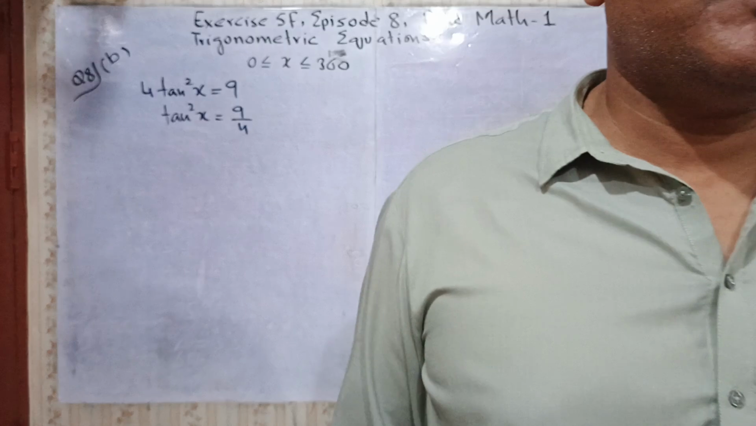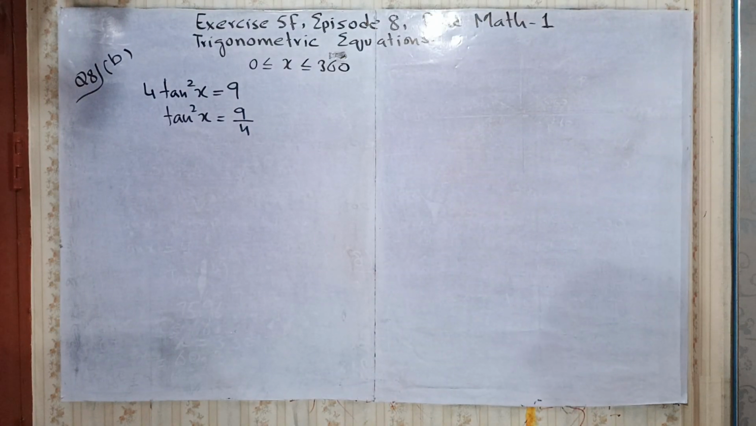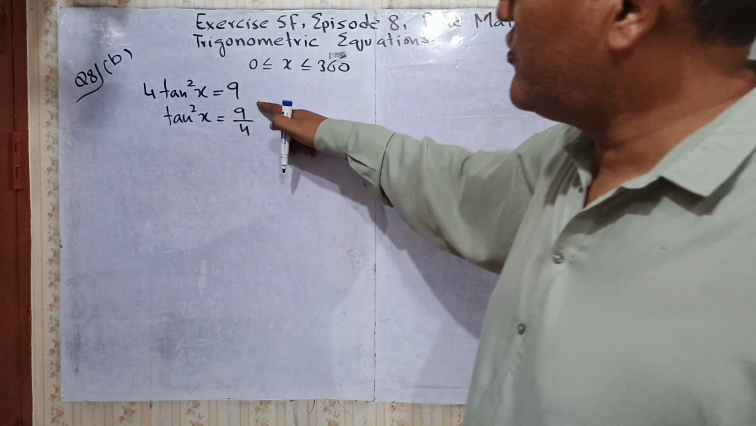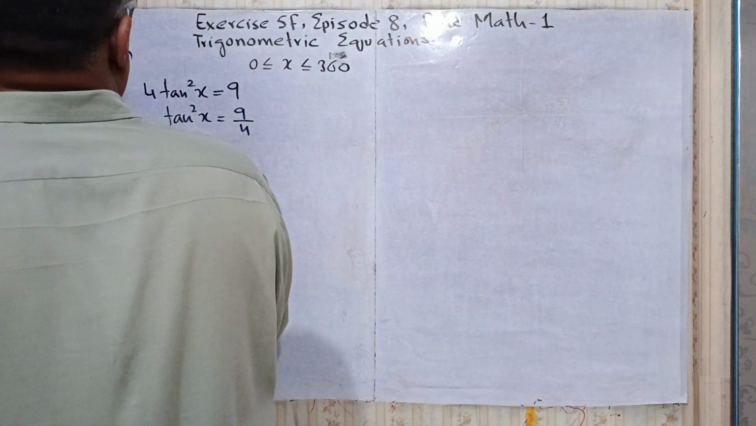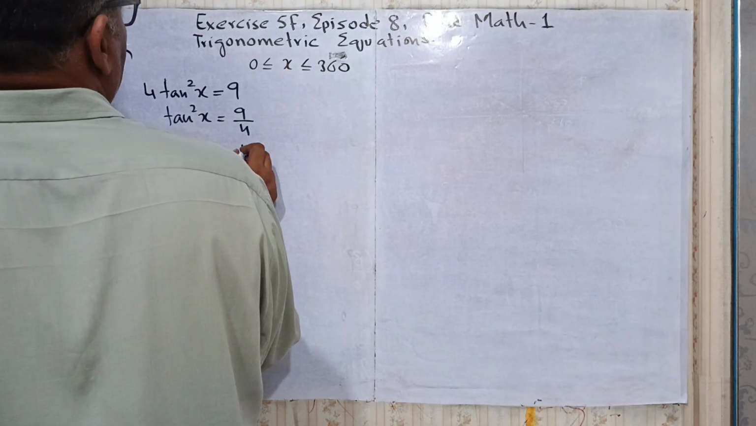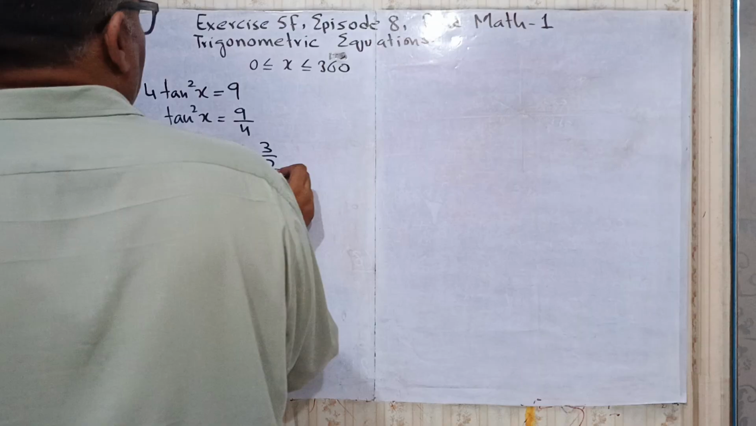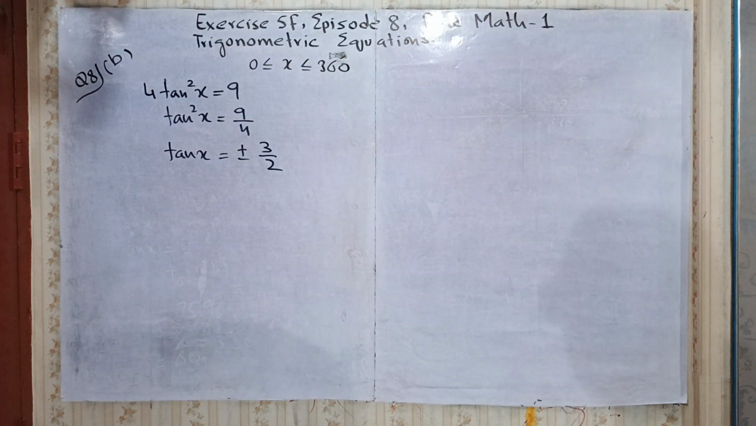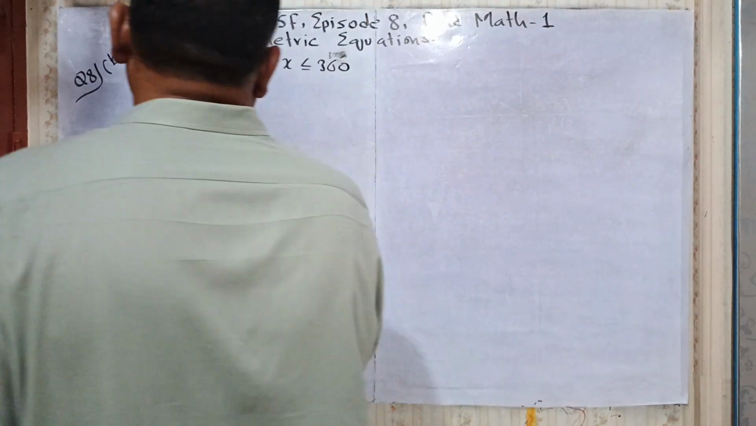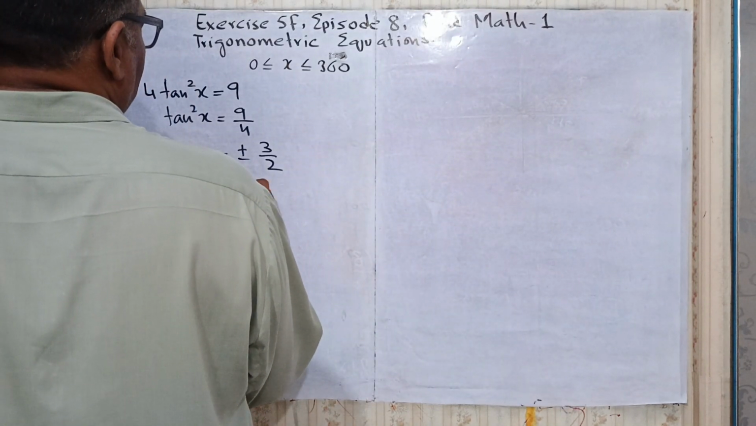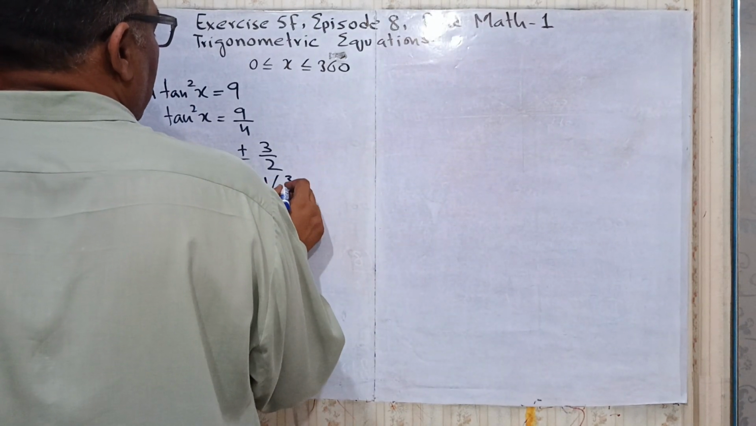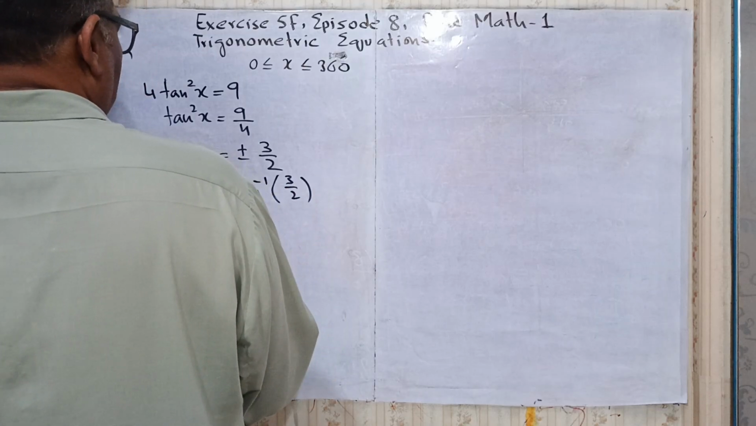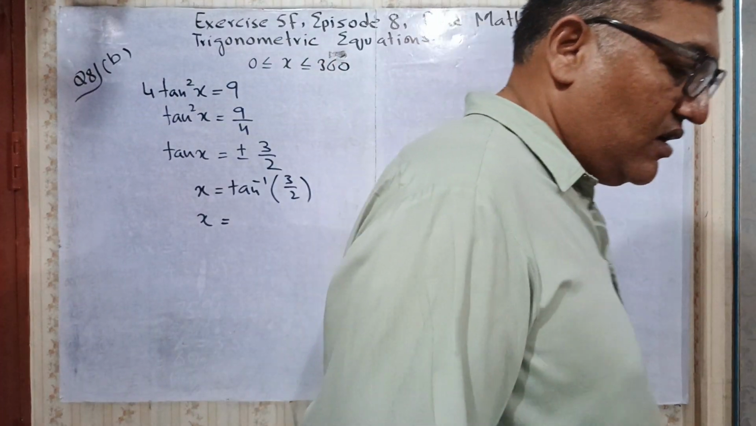Now we will take the square root on both sides. So this will become 3, this will become 2. Take the square root on both sides, so this will become plus minus 3 by 2. So tan x is equal to plus minus 3 by 2. Just forget this plus minus sign. We will have tan inverse of 3 by 2, which will give me the base angle.